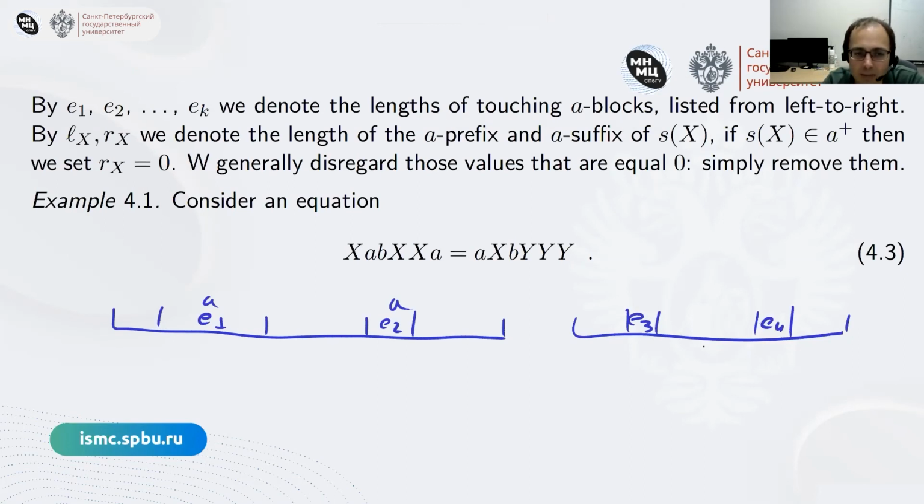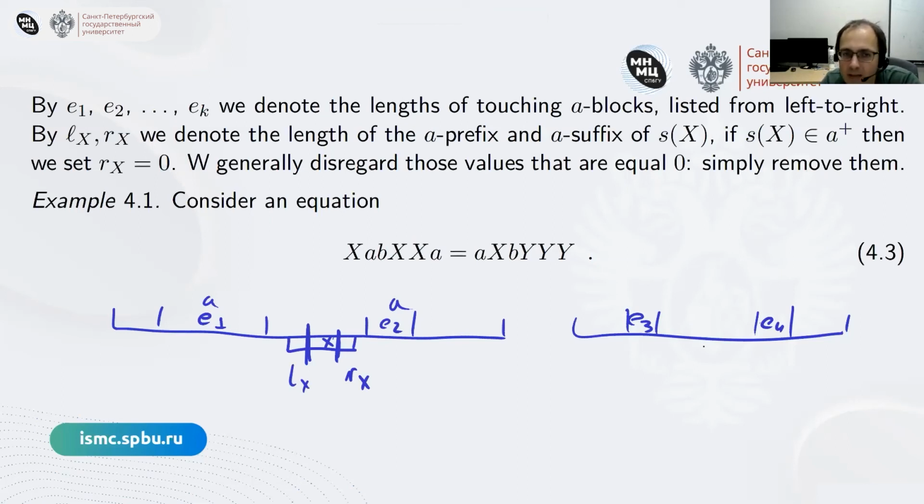And also look at the substitution for the variables, and we denote by LX and RX the lengths of the A suffix and A prefix of the variable. It could be that this is 0, then we could just disregard it and throw away the variable, but just for the sake of consistency and to streamline the argument, I will just use that LX and RX, even though some of those do not appear.